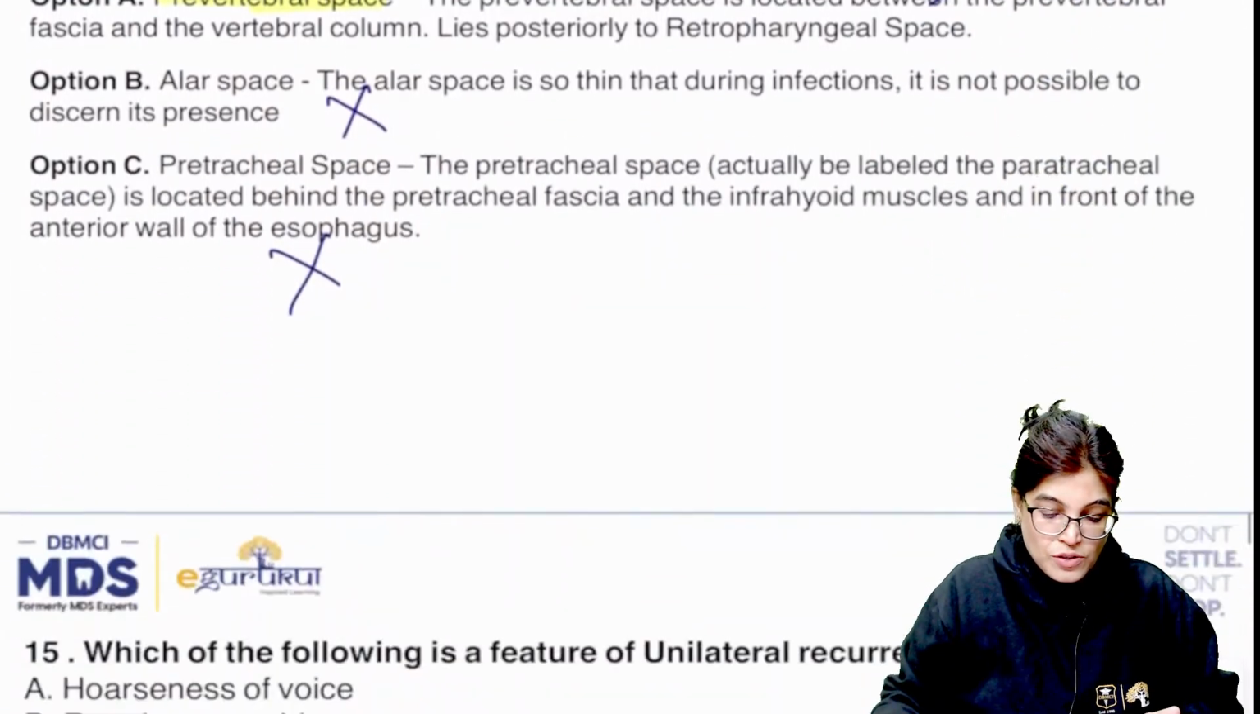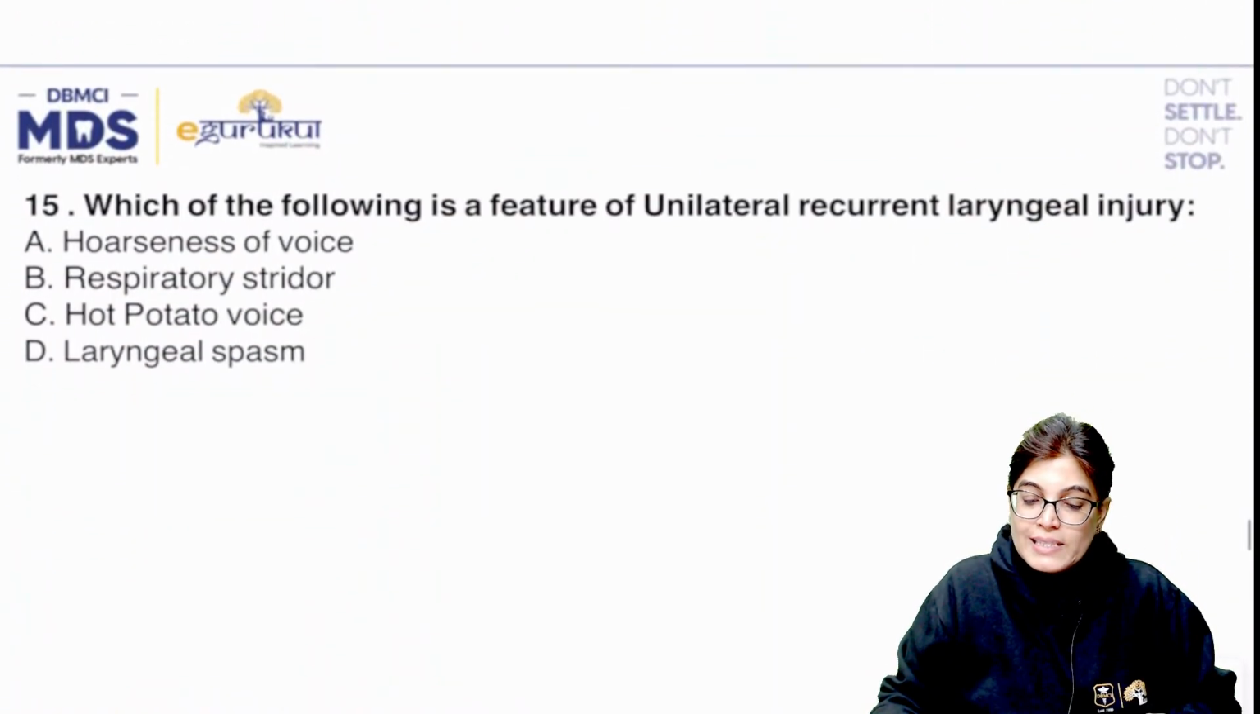Let's move on to the next question. Which of the following is a feature of unilateral recurrent nerve injury? Hoarseness of voice, respiratory stridor, hot potato voice, or laryngeal spasm?